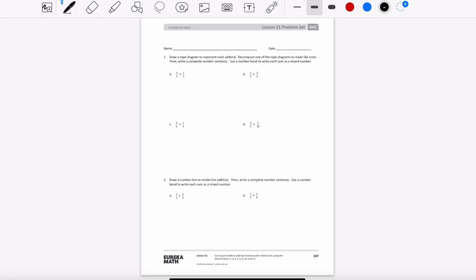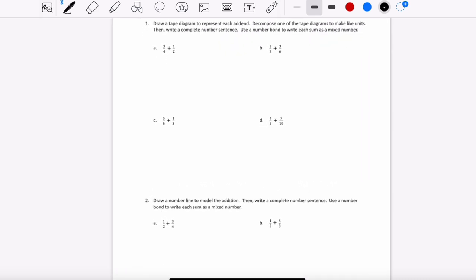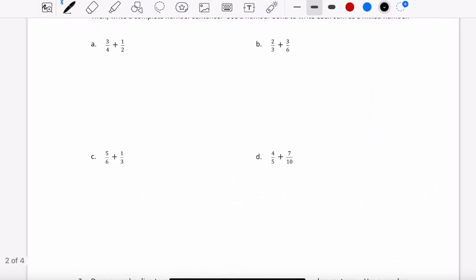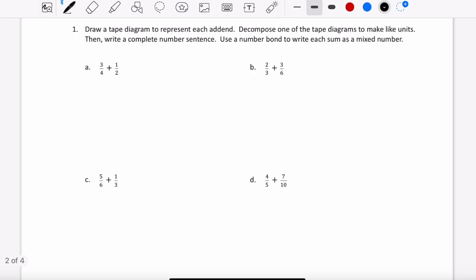All right. So we're on page 147. Make sure you're on this page with me. This is lesson 21, working it out, and you can pause the video at any time. So we're going to look at A on number 1.